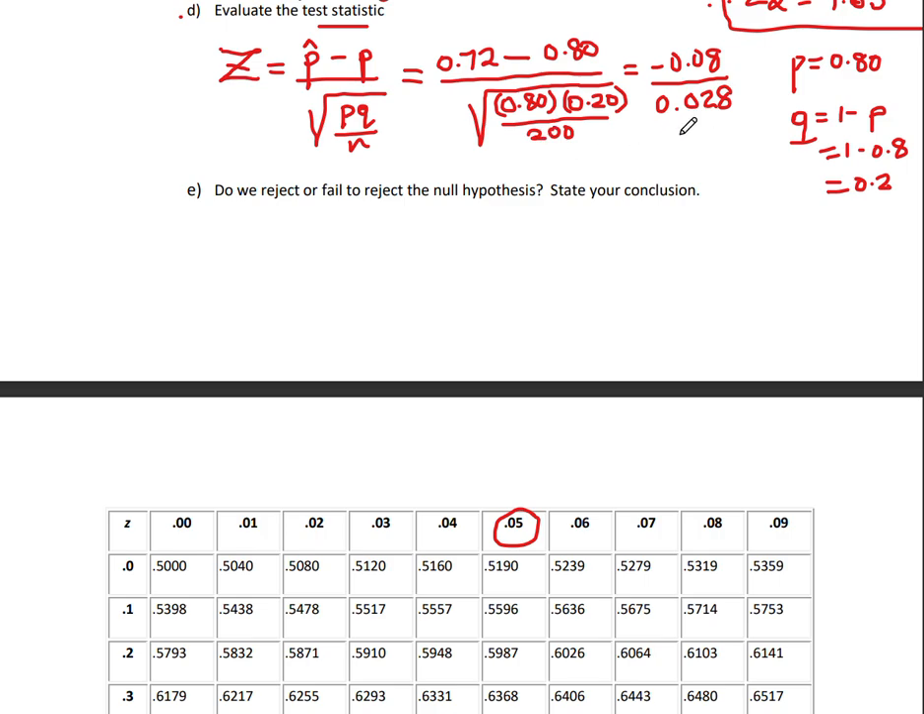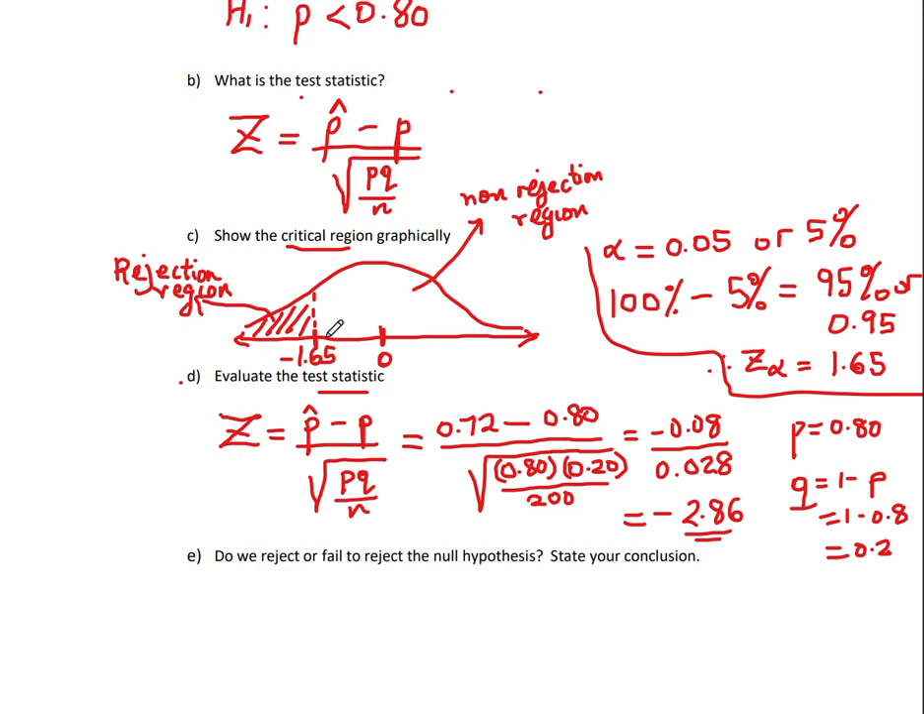Now our next task, really our final task here with the test statistic, is simply to divide negative 0.08 by 0.028. And when you do that, you get negative 2.86 rounded to two decimal places. We're rounding to two decimal places here because we're going to compare it to the critical value, which is also rounded to two decimal places.